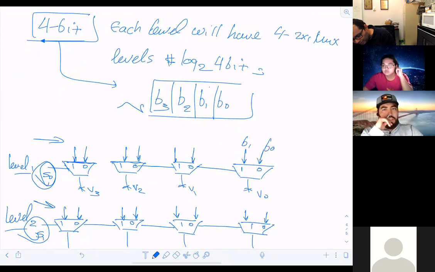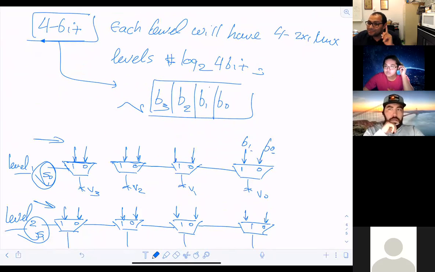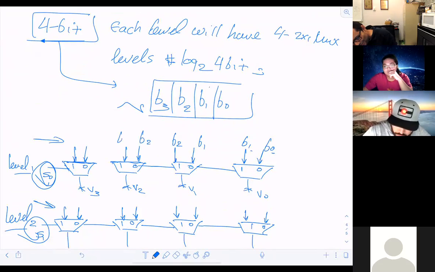B0, B1. Distance between them is what? 1. Let's move. B1, B2. Distance between them is what? 1. B2, B3. Distance between them is what? 1 again. B3, B0.